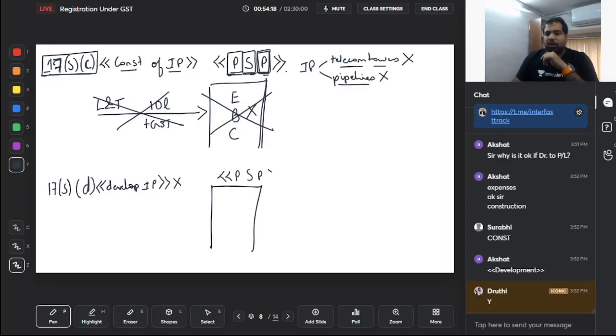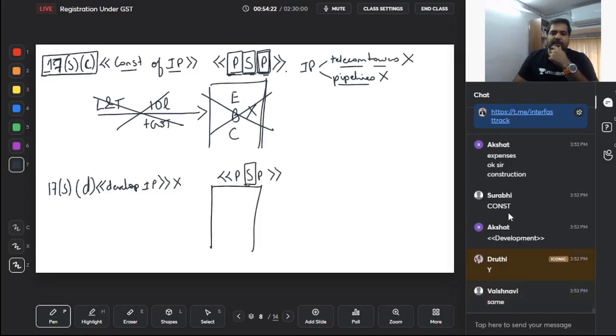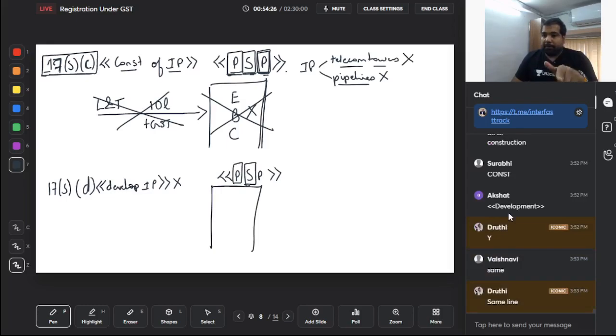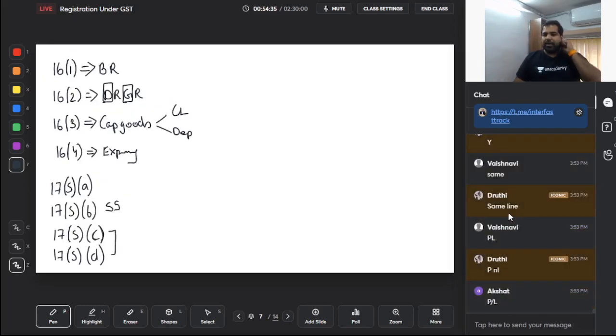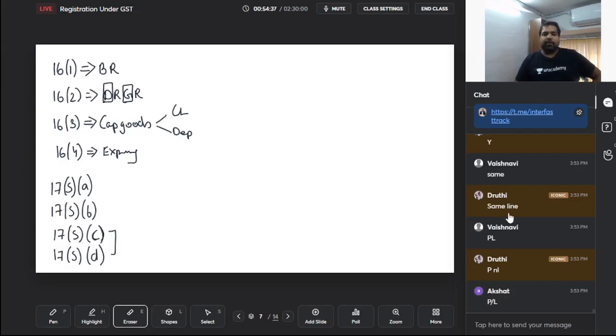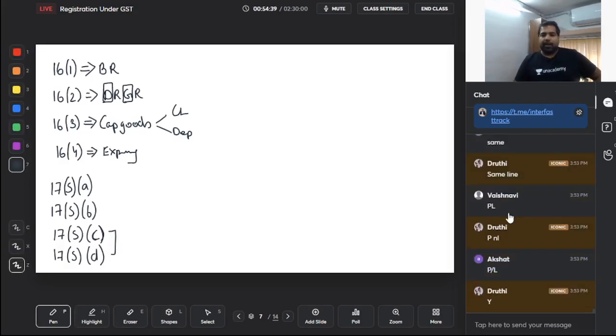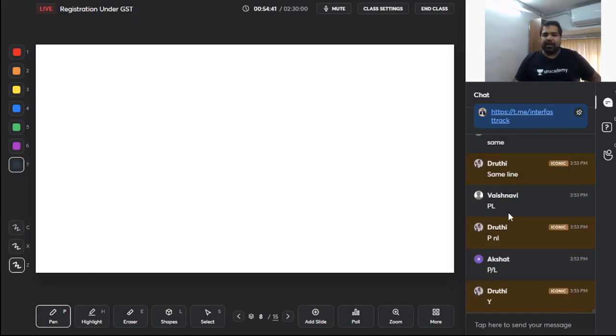Any guesses, guys? What is S? Unless you're in the same line of business. Example, construction only. What is P? If you're developing plant and machinery including the foundation. And what is the last P? If you're debiting this to the PNL account. So can I say 17.5C and D are the same? One is construction, one is development. From now onwards, it gets easier and easier.